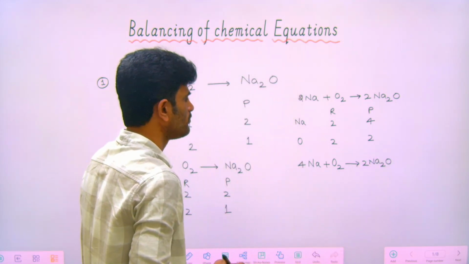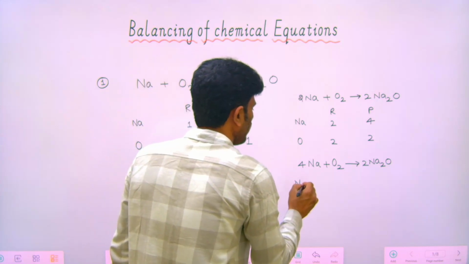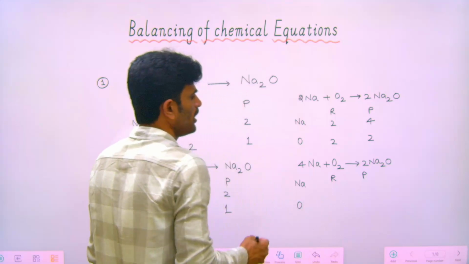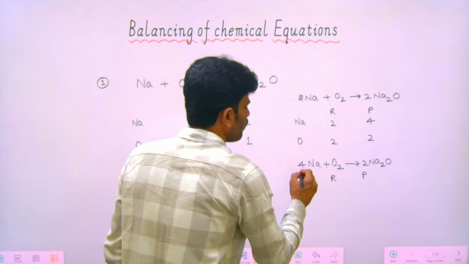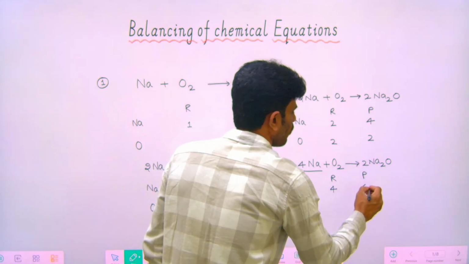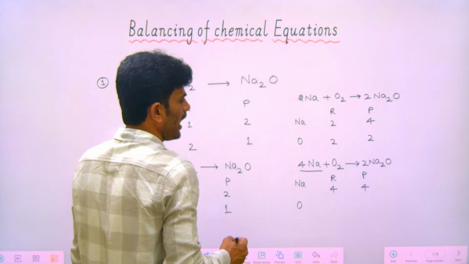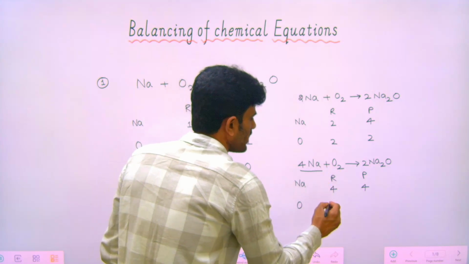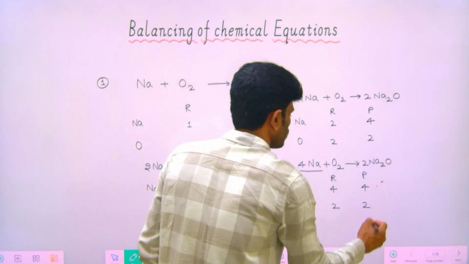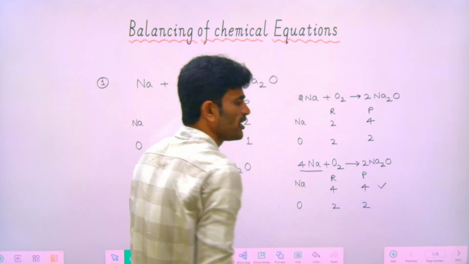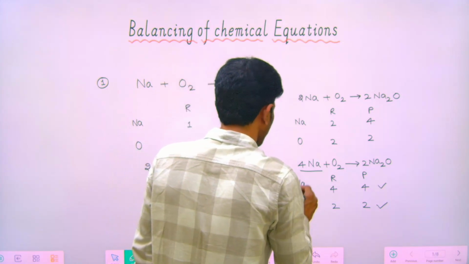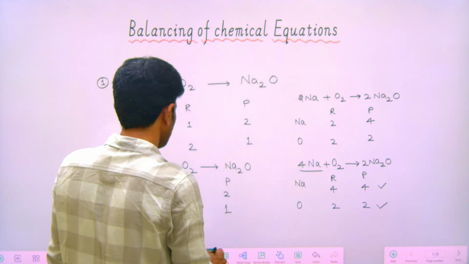Now if you observe how many sodiums and how many oxygens we have, reactant side and product side: on the reactant side we have 4 sodiums, and on the product side also, 2Na2 means 4 sodiums. And oxygens: reactant side we have 2, product side also 2. So sodium atoms are balanced and oxygen atoms are also balanced. This is the final balanced chemical equation of the given equation.